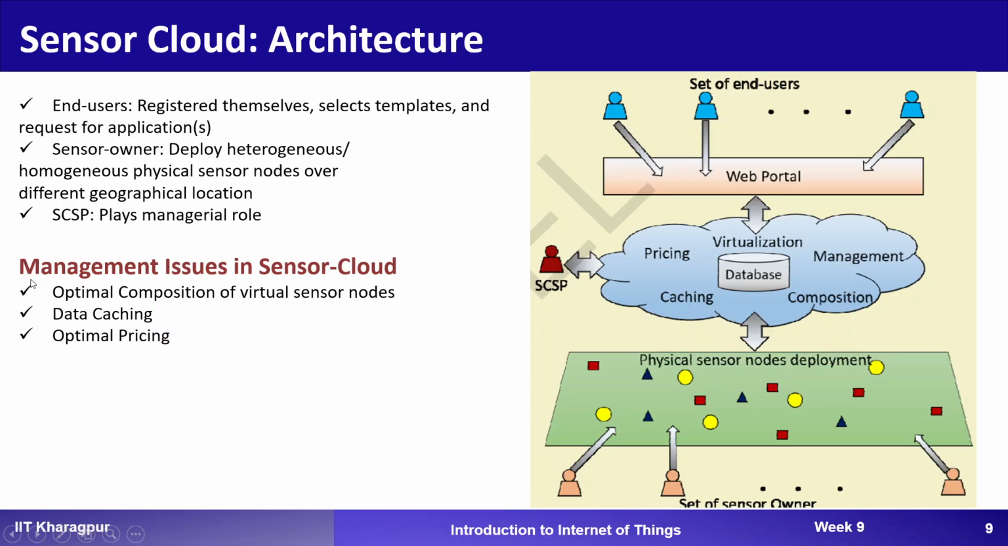Now, what are the different management issues that we face in your sensor cloud? The first one is optimal composition of your virtual sensor nodes, that is, how many sensor nodes we are going to utilize for a particular application, right? The second one is your data caching, and the third one is your optimal pricing. We will discuss all these three in detail.